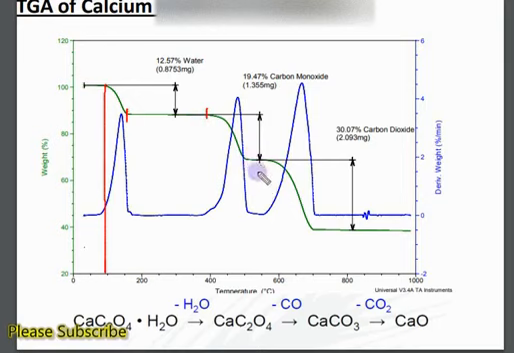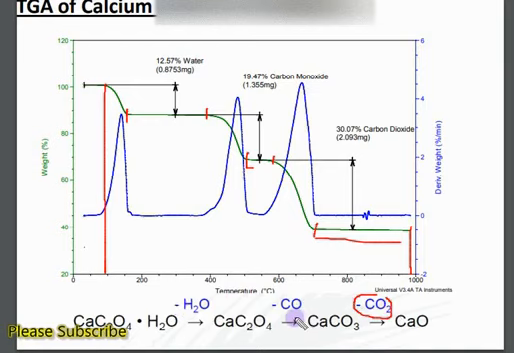After that, a new product, which is calcium carbonate, is formed, and from this temperature to this temperature calcium carbonate is stable. When we cross about 600 degrees Celsius, this calcium carbonate changes into calcium oxide and carbon dioxide is released. After this, calcium oxide is stable up till 900, or you can say 1000 degrees Celsius, and the carbon dioxide is the byproduct, which is removed.